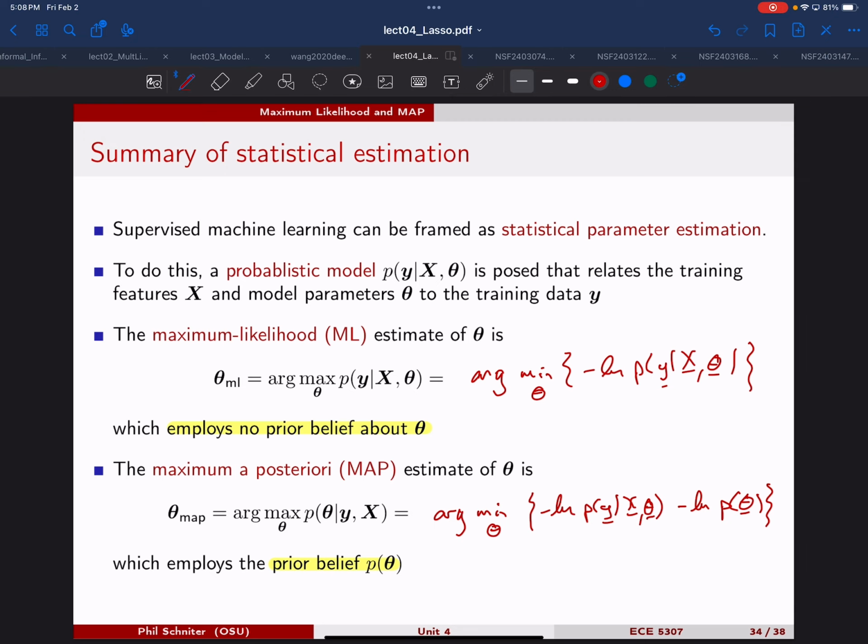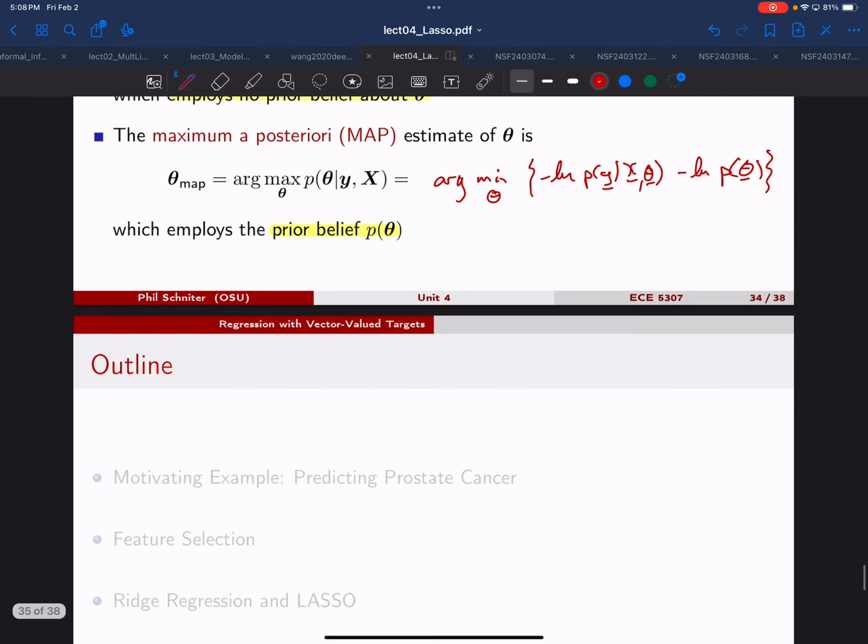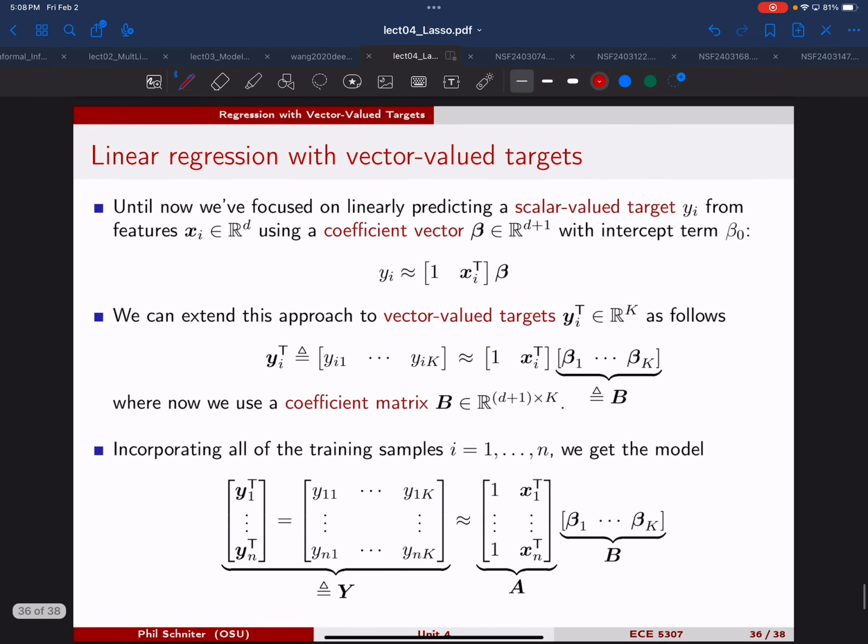Okay, so one last thing I want to cover because it's useful for the lab, in case anyone wants to start the lab over the weekend. It's not a very big idea, but it's how do you go from scalar value targets to vector value targets? So until now, our targets have all been scalars, yi. What if instead of predicting one thing, I'm predicting several things simultaneously from the same features? So let's say we have k targets.